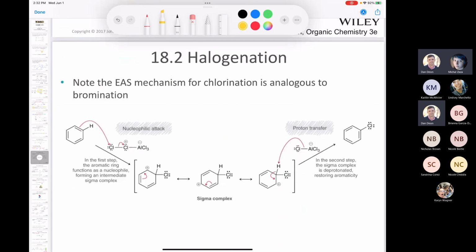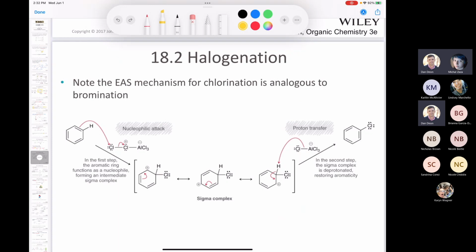So look, let's take another peek at that mechanism. Right, Sandrina? What's the best way to memorize the mechanism? Repeat it over and over. And you notice that the electrophilic aromatic substitution mechanism for chlorination is analogous, which is just a fancy word for the same thing as it was for bromination.